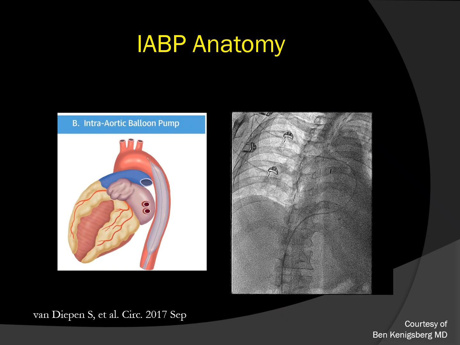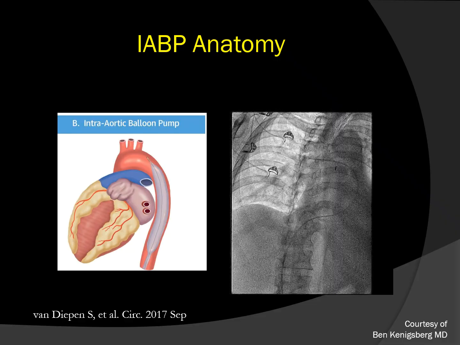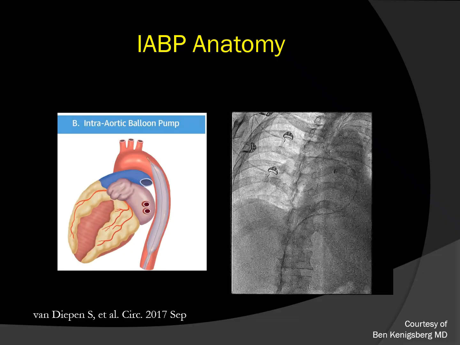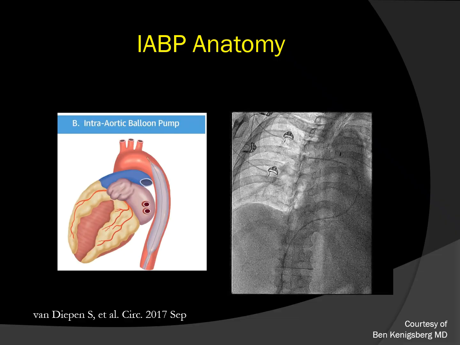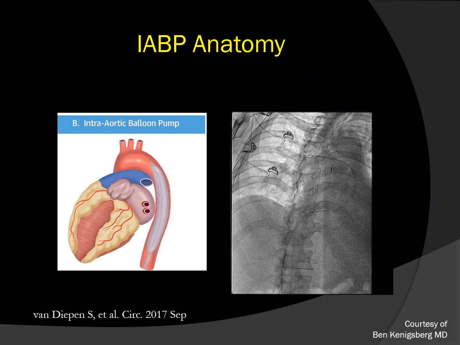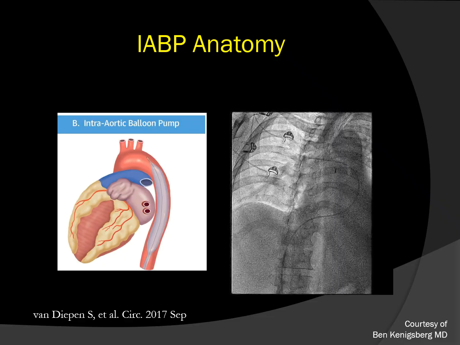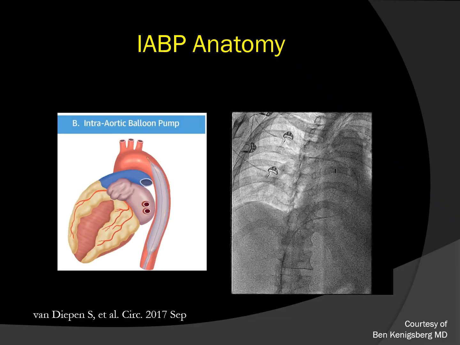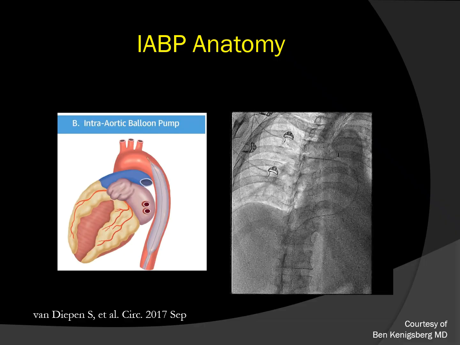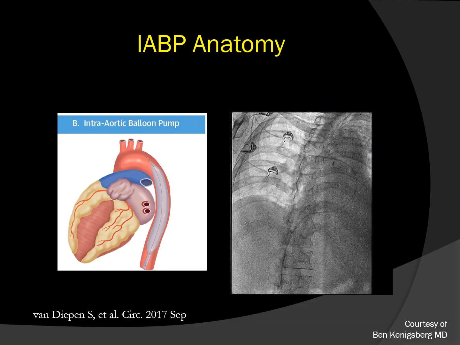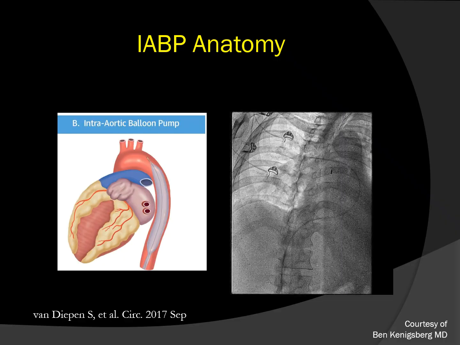A helium-filled balloon is typically inserted from the femoral artery and advanced towards the descending thoracic aorta, with the tip ending just below the left subclavian artery. During diastole, the balloon inflates, which causes displacement of blood above the balloon towards the head as well as the coronary arteries, and below the balloon towards the legs.